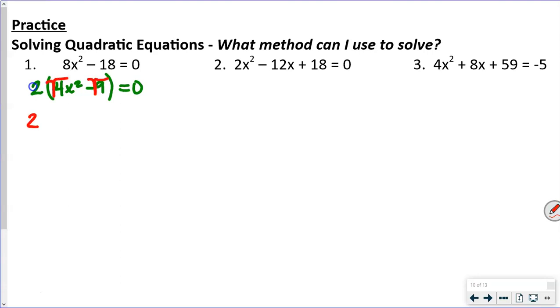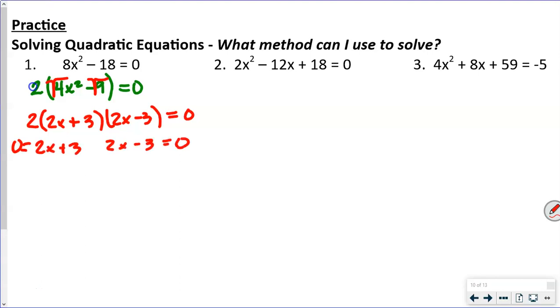Yes. So this would be 2 times 2x plus 3 and 2x minus 3. We're going to set each of these equal to 0, right? So this one's equal to 0, that's the 2x plus 3. And the 2x minus 3 equals 0. So this would be negative 3 equals 2x. So divide both sides by 2. So x is equal to negative 3 over 2. Here, 2x equals 3. Divide both sides by 2 again. So this is x is equal to 3 over 2.